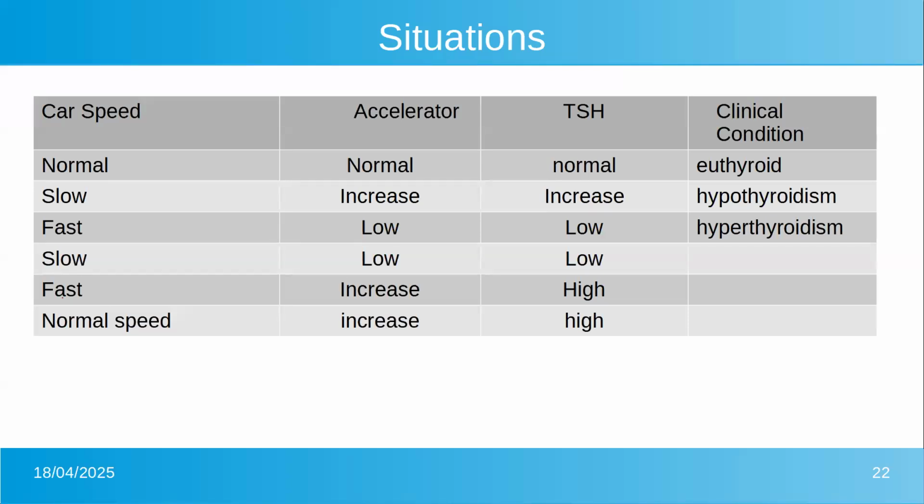So the last combination is: the speed of the car is normal, but I have to press the accelerator hard to make this car maintain that speed. What is this condition? Subclinical hypothyroidism. Excellent. The patient is euthyroid because the TSH levels are high and they're inducing the thyroid gland to produce an adequate amount of T3, T4. But this is subclinical. He is already hypothyroid because the TSH is high. The high TSH is maintaining the T3, T4.